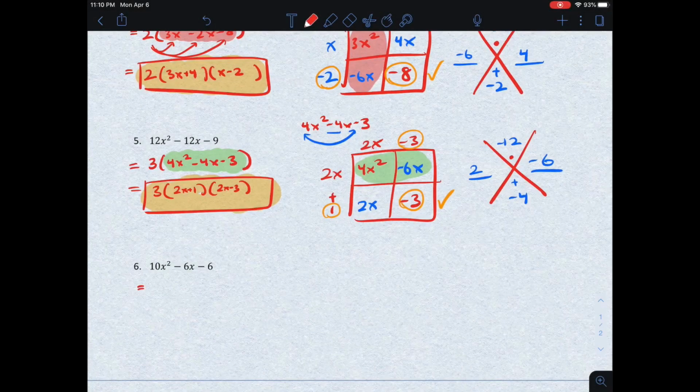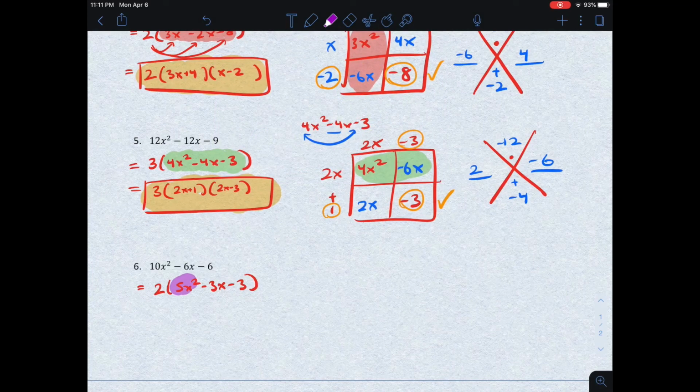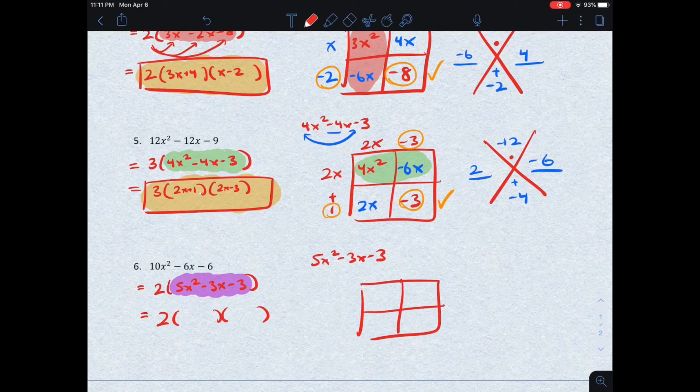So for number 6 here, my GCF is 2. If I factor out my 2, I'll be left with 5x squared minus 3x minus 3. And then from there, what we're going to be focusing on is factoring this 5x squared minus 3x minus 3. So let me put 5x squared minus 3x minus 3. I know that when I factor, I'm expecting 2 times the product of 2 binomials. Now here we're going to create an x box. 5x squared goes here, negative 3 goes here.